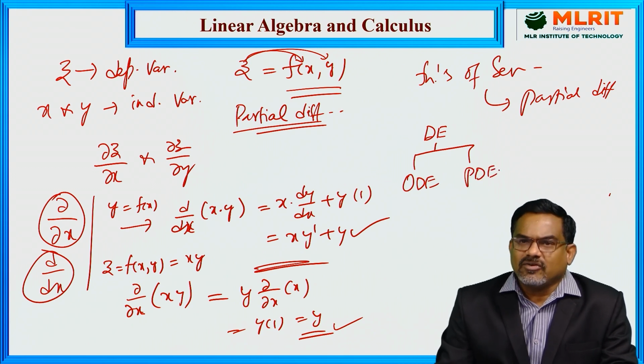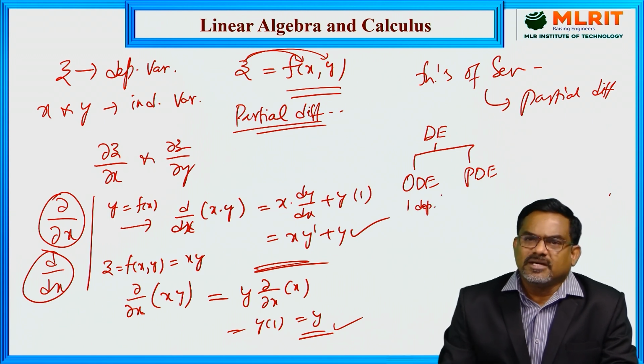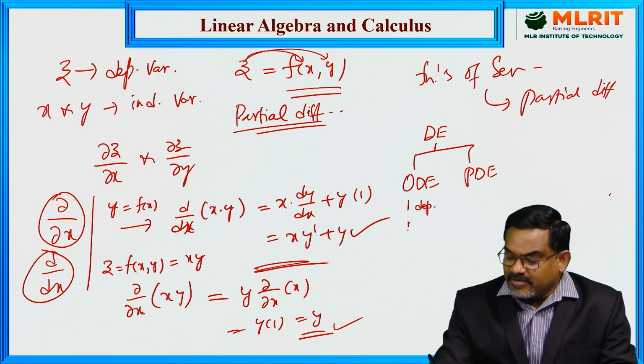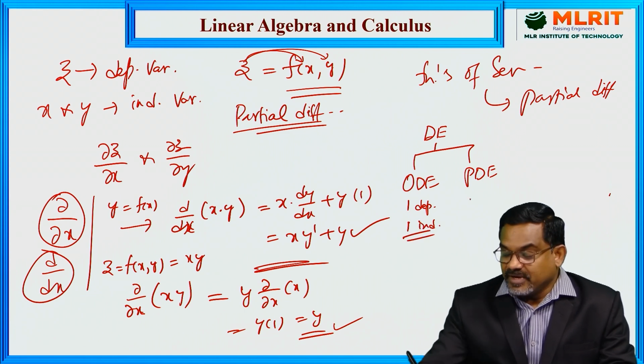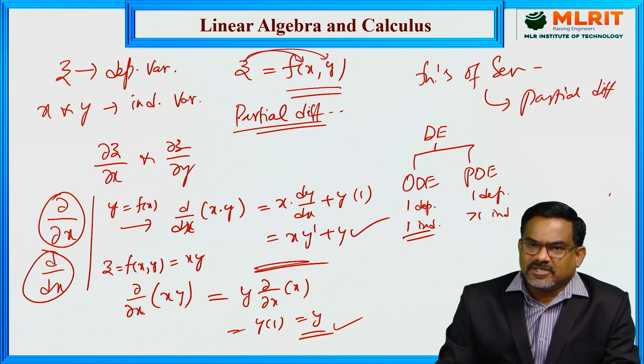How to define an ordinary differential equation? An equation involving one or more dependent variables. Dependent variables can be more than one, but the independent variable is only one, exactly one independent variable. Whereas here, one dependent and more than one independent variables. So that is called a partial differential equation.